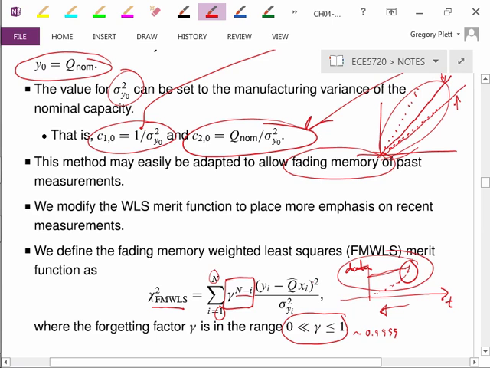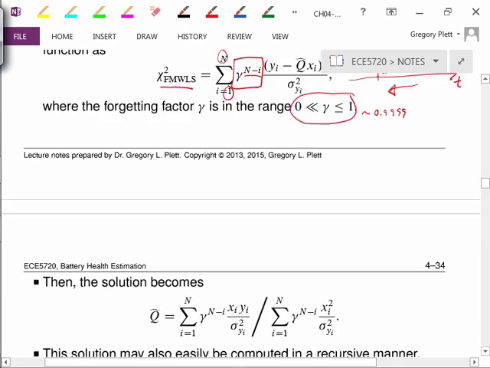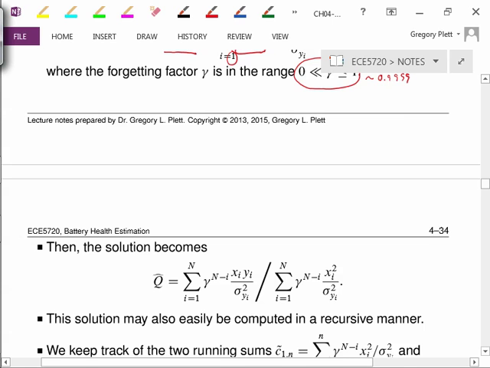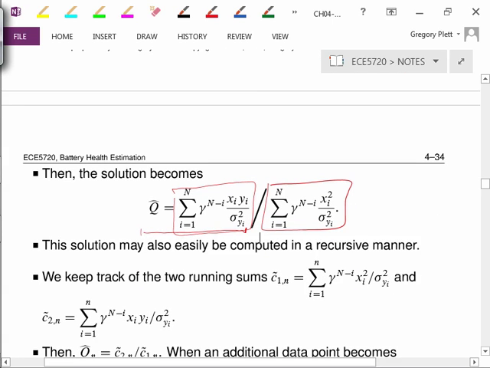Now, I'm not going to go through the steps of the derivation because they're really boringly similar to what we did. You can go through them yourself pretty easily to convince yourself that this is correct. The solution becomes this. Q hat is this summation of weighted terms divided by this summation of weighted terms. You can see where the gamma comes in. And this is where it's nice. We can again compute two different quantities in a kind of a recursive way to keep track of things.